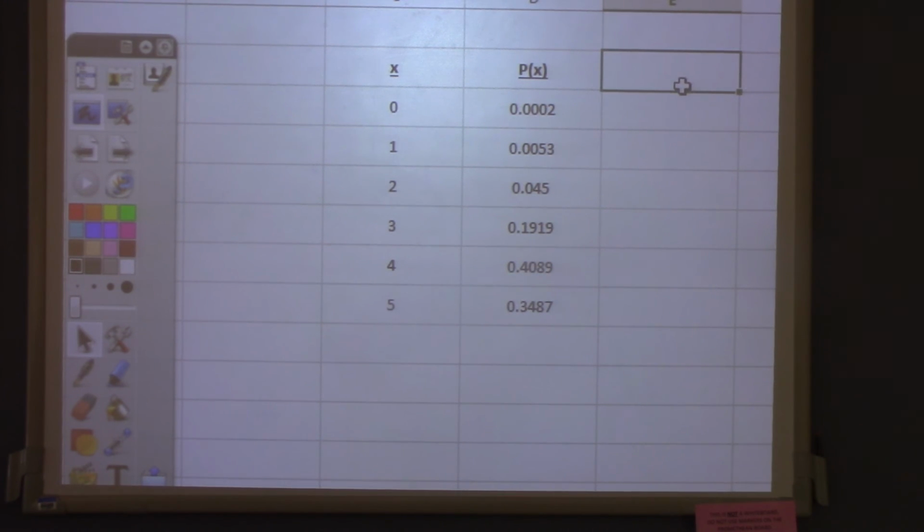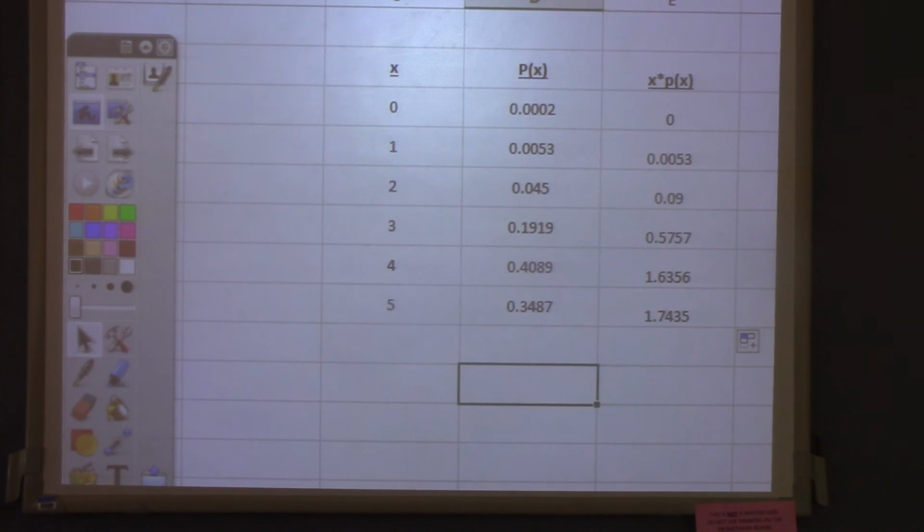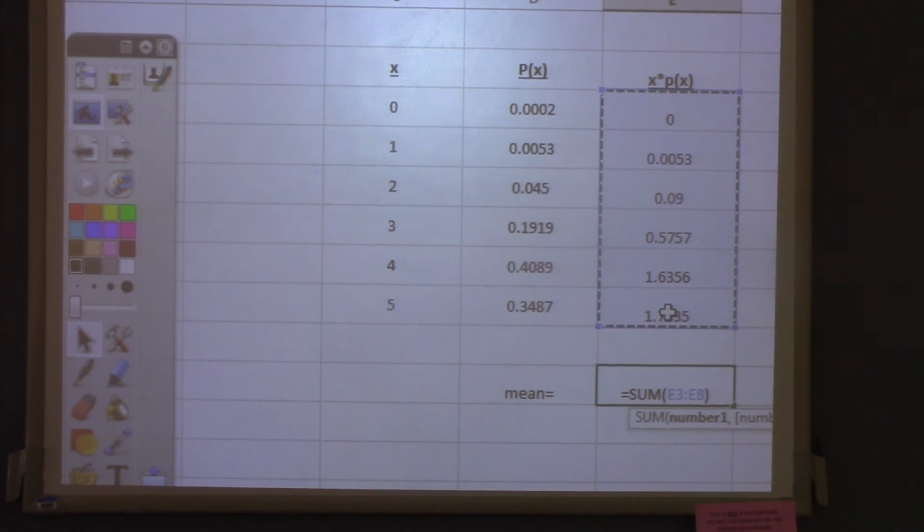Okay, what's the first thing we need to find the mean? X times what? Good job. So equals this guy. I'll do the first one for you. Times this guy. Bet the answer's 0. And we're going to copy that down. And then what do we do with that after we do it? What do we do with all those numbers? Add them up. And there's your mean.